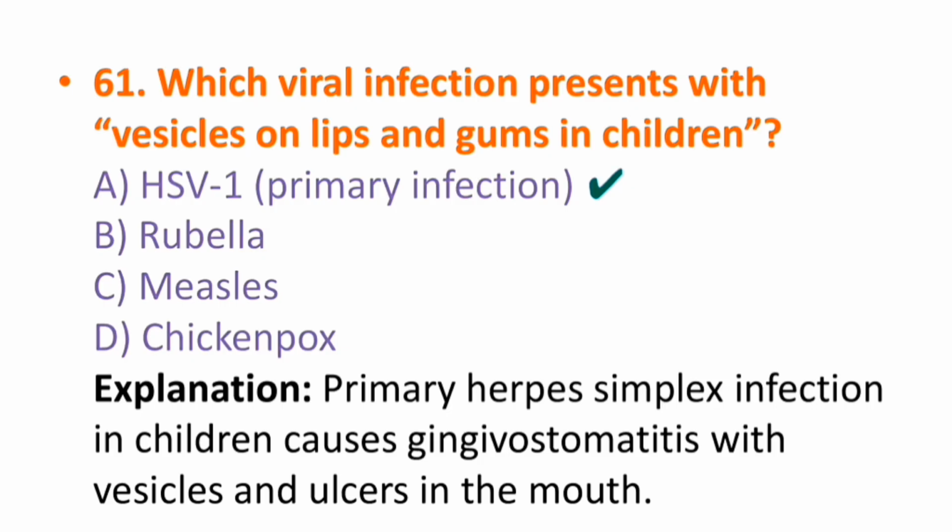Which viral infection presents with vesicles on lips and gums in children? Option A, HSV1, option B, rubella, option C, measles, option D, chickenpox. The correct answer is option A. Primary herpes simplex infection in children causes gingivostomatitis with vesicles and ulcers in the mouth.